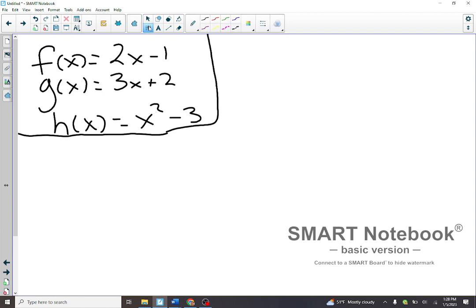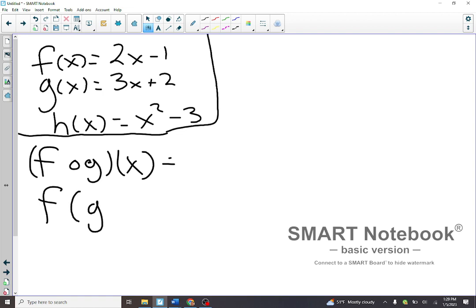So it's going to be F of G of X. So notice this is an open circle. When it's an open circle, that means it's F of G of X, which we're going to rewrite like this: F of G of X. That means the G of X is inside the F of X.